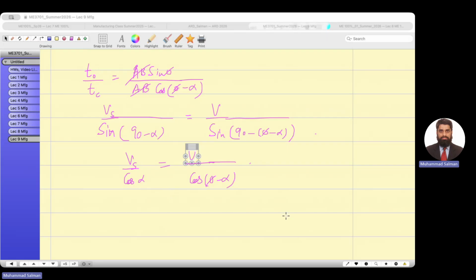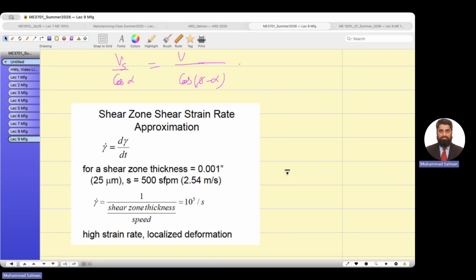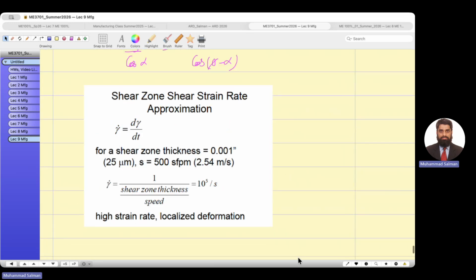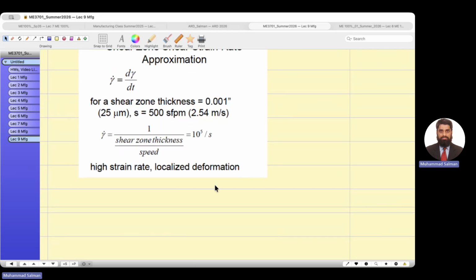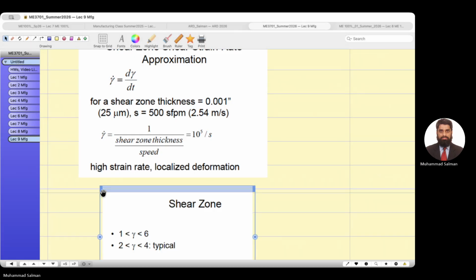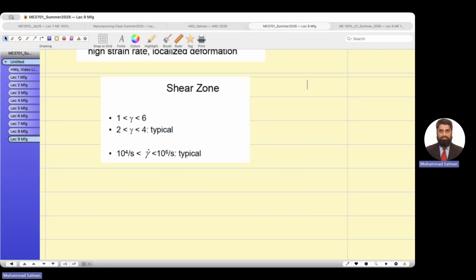Then comes another interesting thing, that the shear strain and the rate of shear strain can be found using this. It's very, very high, 10 to the 5 per second. High shear strain in the shear zone, it goes from 1 to 6.